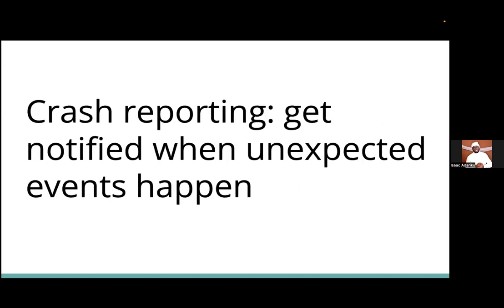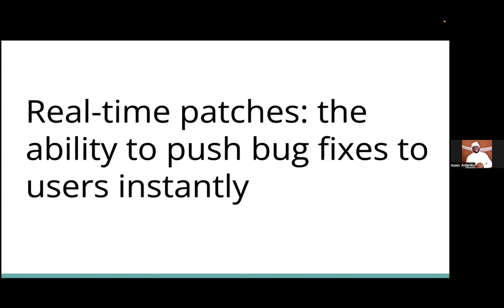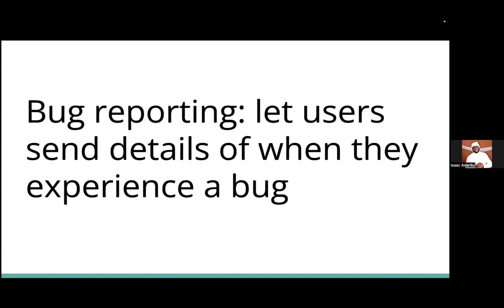So we also need crash reporting to get notified. So as you set up your app, you need to put all this in check. Firebase Crashlytics can help you get notified when there's an event. There are also real-time patches that we need, the ability to push bug fixes to users instantly. Luckily, we have Shorebird working on code push for Flutter, so we can fix bugs in production. We also need bug reporting, which lets users send details of when they experience a bug. An example is TestFlight, a beta testing environment that will let us see clear reports of bugs.